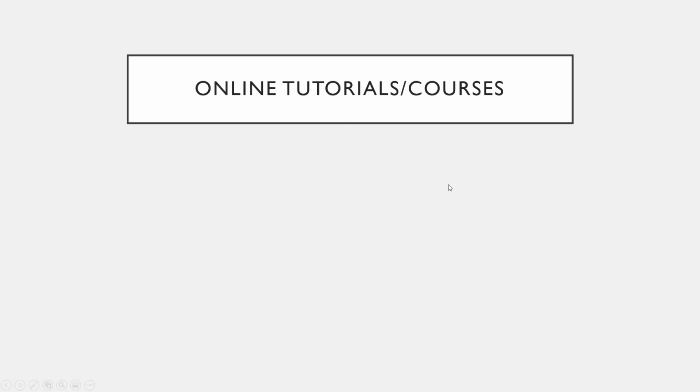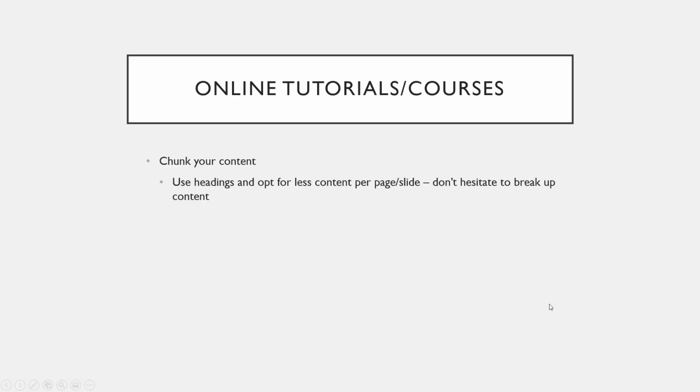Moving right along, my last content slide for you is for online tutorials or courses. In general, for lessons, chunk your content. If you're doing something like a course presentation in H5P where the learner is supposed to be clicking through the experience, use headings and opt for less content per page or slide. Don't hesitate to break up content. No one's charging you by the pixel in online learning, so go ahead and go crazy using those pixels. I mean, make things usable by breaking them up. It's okay to have white space, avoid walls of text, that kind of thing.